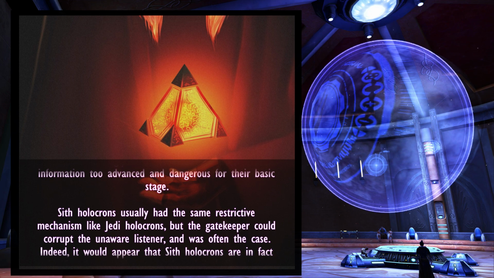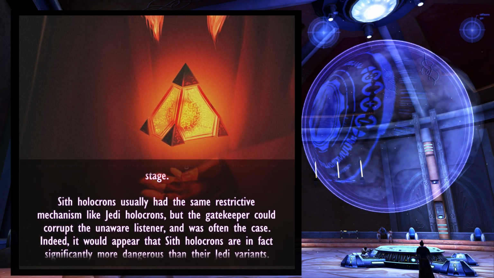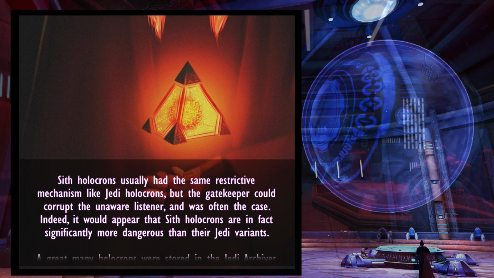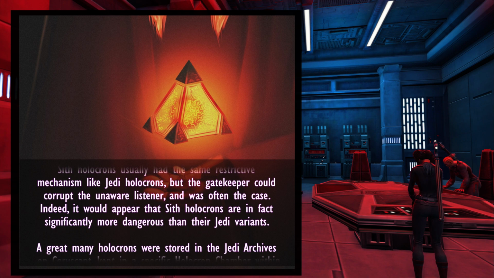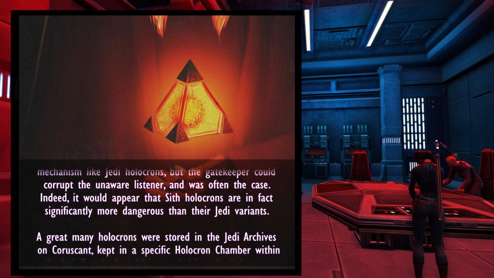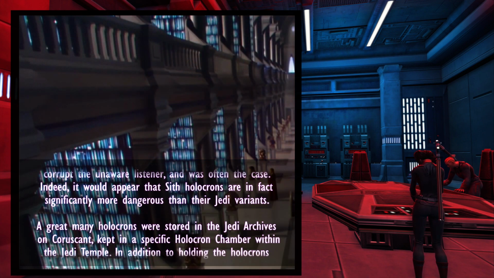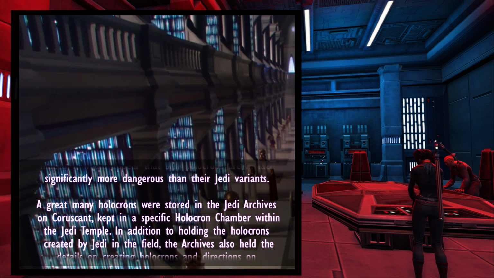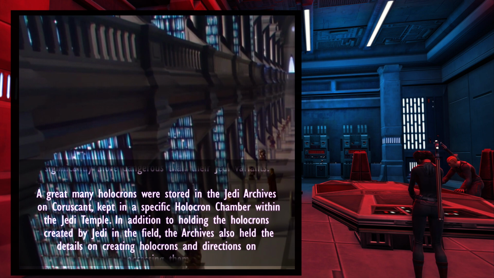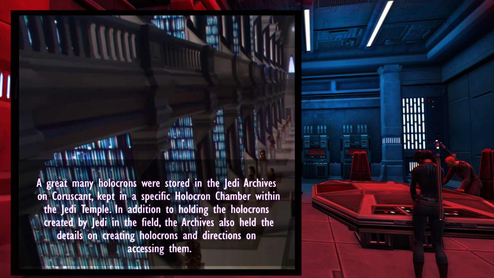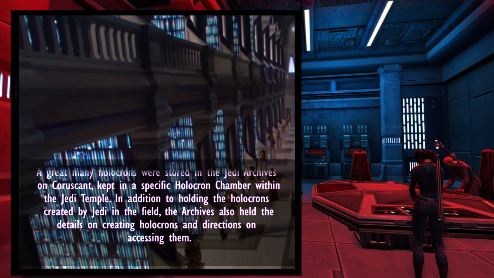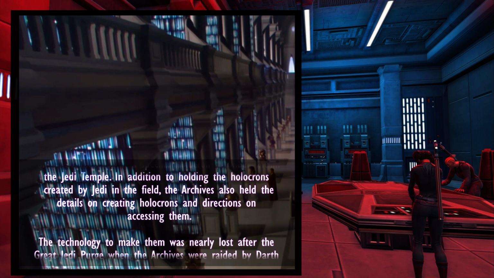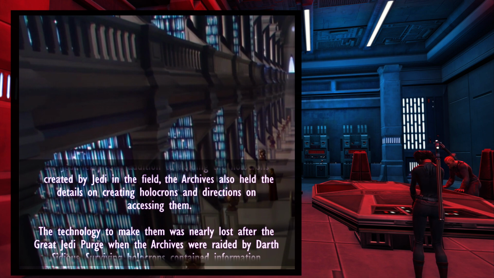Sith holocrons usually had the same restrictive mechanism as Jedi holocrons, but the gatekeeper could corrupt the unaware listener, and this was often the case. Indeed, it would appear that Sith holocrons are in fact significantly more dangerous than their Jedi variants. A great many holocrons were stored in the Jedi archives on Coruscant, kept in a specific holocron chamber within the Jedi Temple. In addition to holding the holocrons created by Jedi in the field, the archives also held the details on creating holocrons and directions on accessing them.